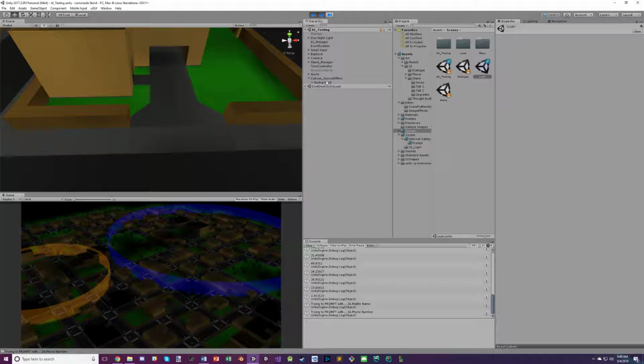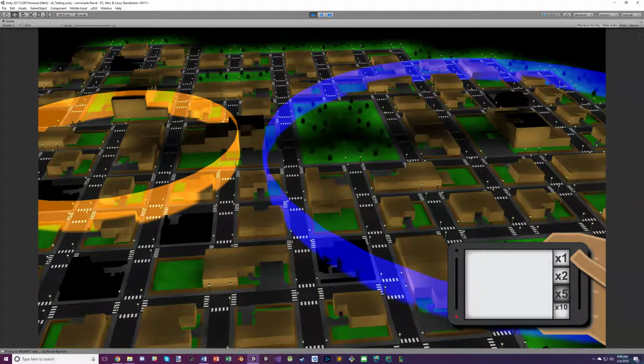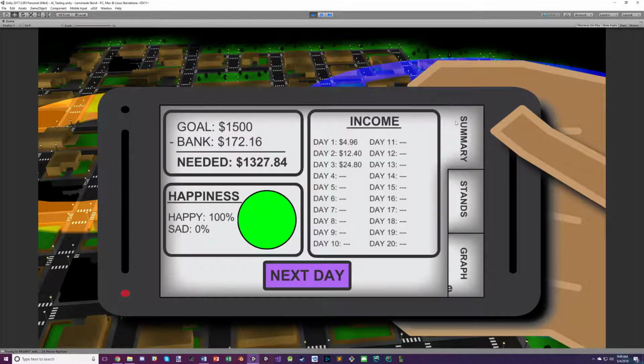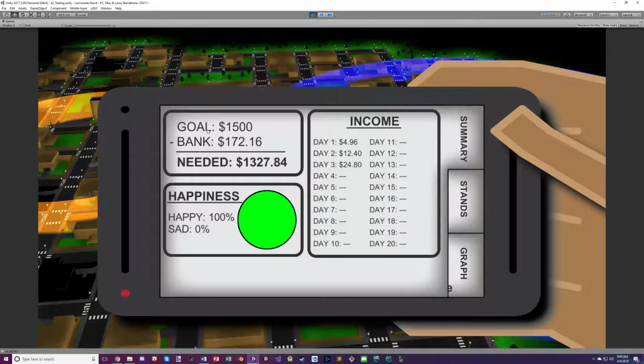Sorry, little bug. Okay, we have a blue and an orange stand right now, and so we can look at the graph and we can see that the blue stand was earning more than the orange stand, and this black is just the total of both. So yeah, we can see that we're making more money now.